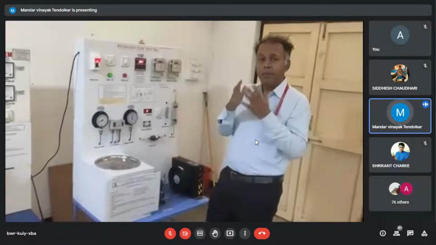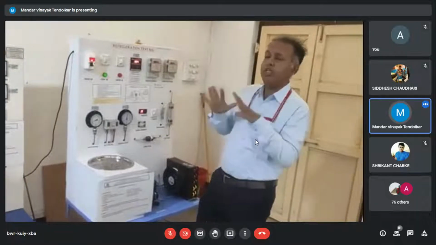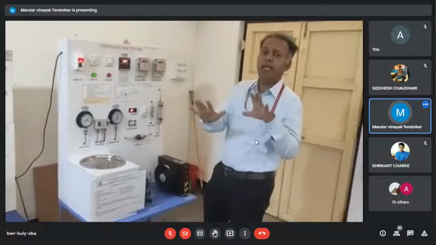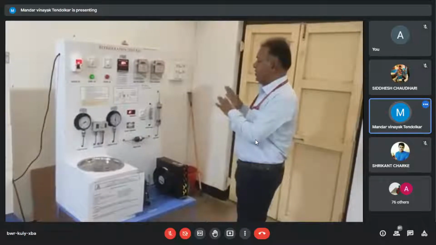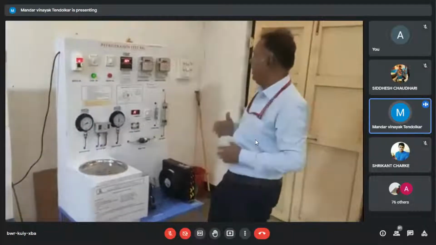How do we find the compressor work experimentally? Because we know that the coefficient of performance is the ratio of refrigerating effect to the compressor work. So how do we find the compressor work or power consumed by the compressor experimentally?